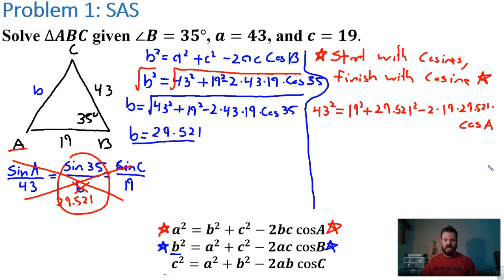Okay, what I need to do is I need to get this A by itself. So I'm going to start by getting the cosine of A by itself. For that, what I'm going to do is I'm going to start by moving the 19 squared and the 29.521 squared to the left side of the equation. If I had more space, I'd show all my steps, but we'll just kind of talk you through that. So in other words, 43 squared minus 19 squared minus 29.521 squared. When I do that, I end up with 616.511.